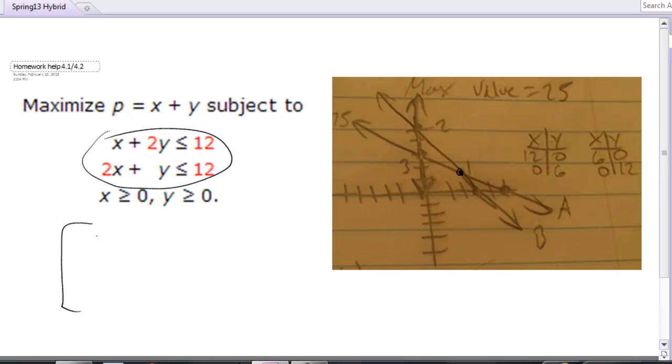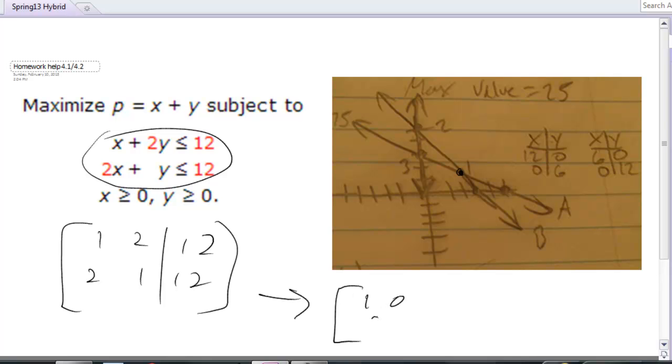So I'm going to pop them in a matrix, 1, 2, 12, and then 2, 1, 12. And I'll let the calculator spit out a reduced row echelon form for me. And when you do that, you end up getting 4, 4. So what that says to me is we now know that the intersection is 4, 4. But don't forget, we're looking at our entire shaded region. That point may or may not actually be in our shaded region. So when you do your graph, do your shading as well.